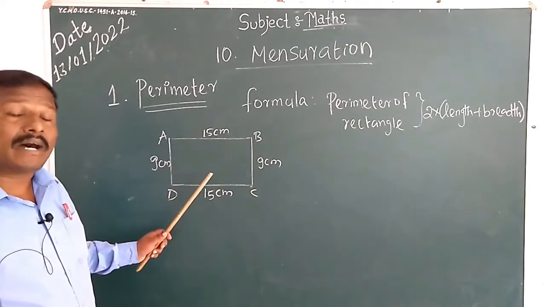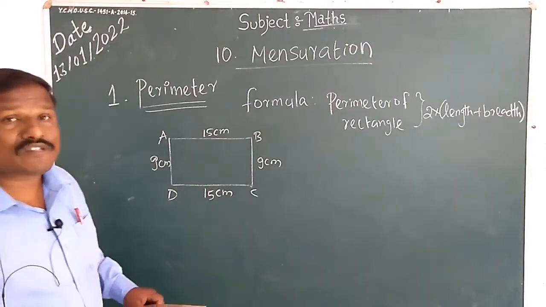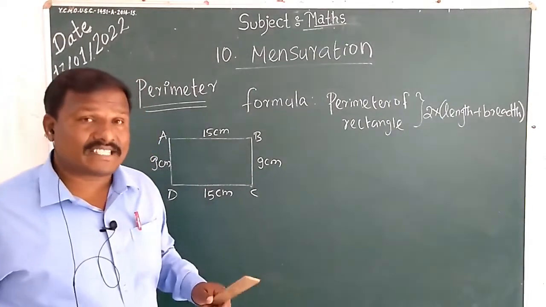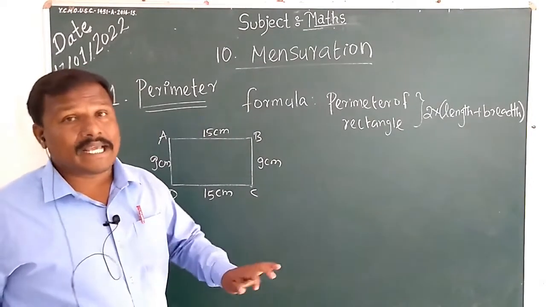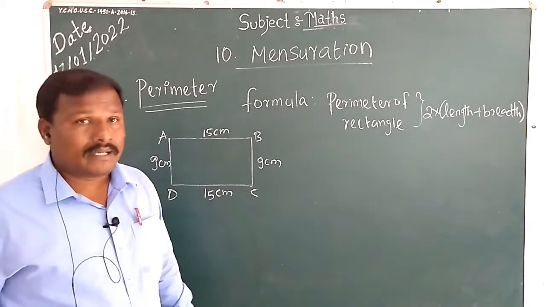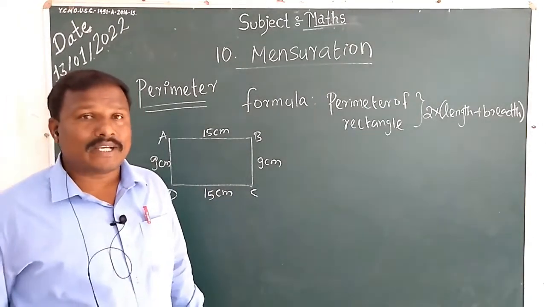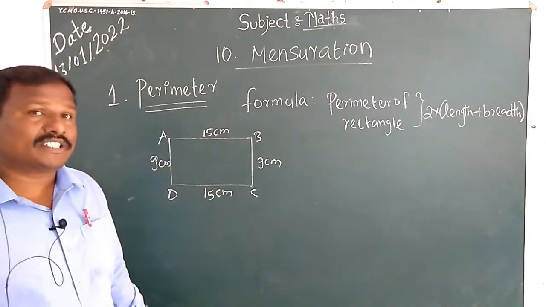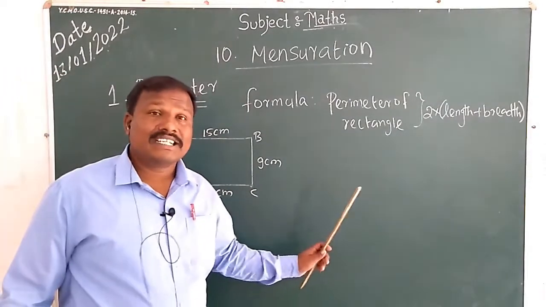Rectangle means the opposite sides are equal. Then what is the definition of a square? Four sides are equal, all sides are the same, is called a square. Each side is the same. So we know the rectangle definition and the square definition: opposite sides equal is a rectangle, all sides equal is a square.